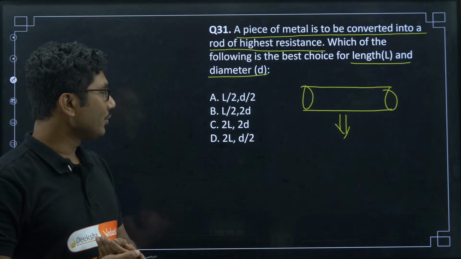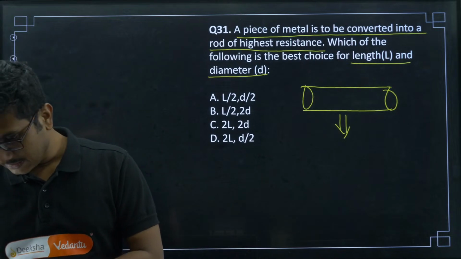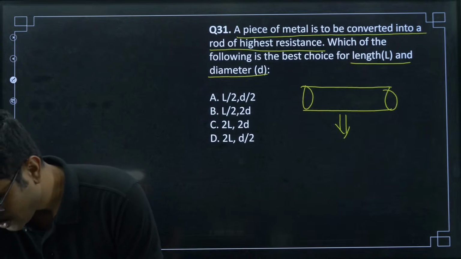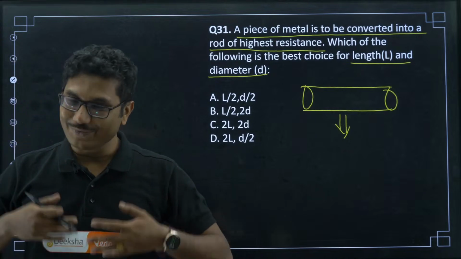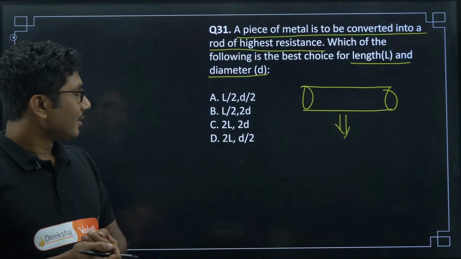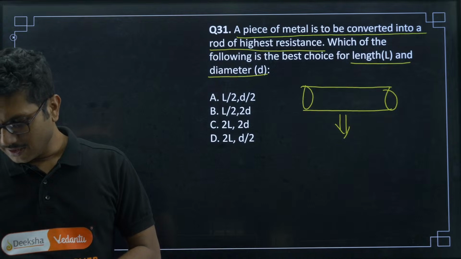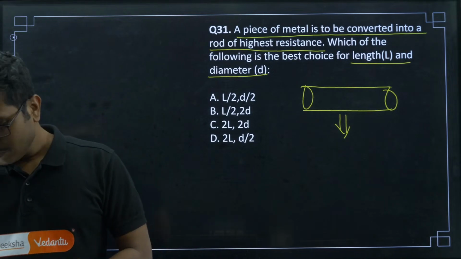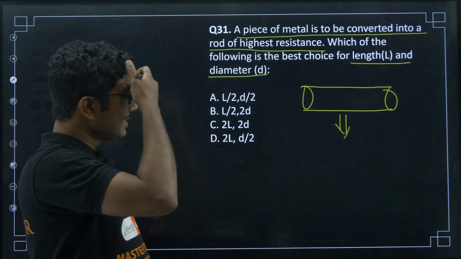31A, L by 2, D by 2, 4R, what is 4R? The correct answer is obviously option D.